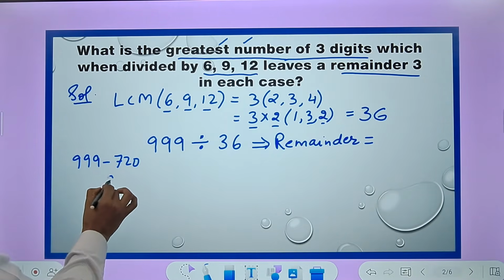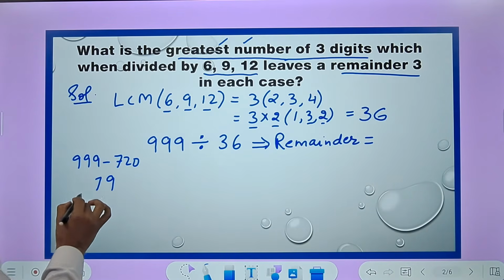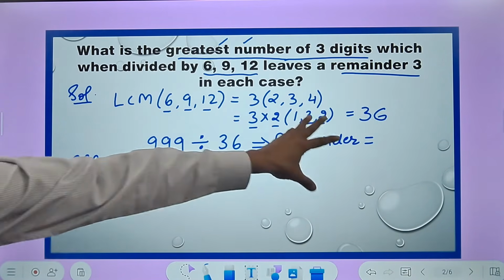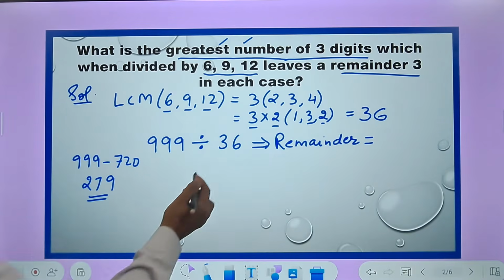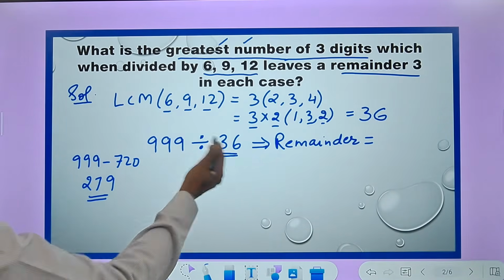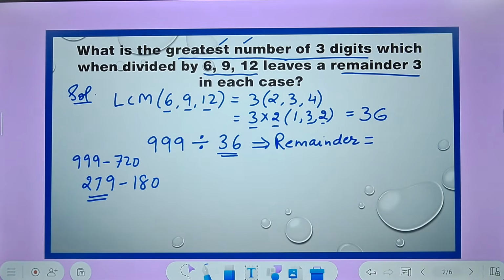So I can remove 720 from 999. So this will give me 279. So even if I divide 279 by 36, I can find the same remainder. And what more? 360 is divisible by 36, right? So half of that, 180, I can still remove and get to another simpler number. So this becomes 99, and 27 minus 18 is 9.